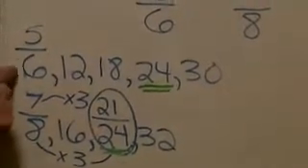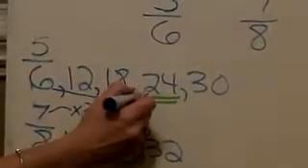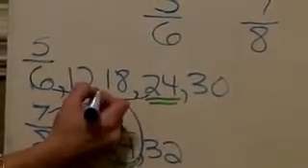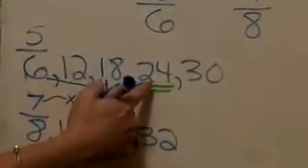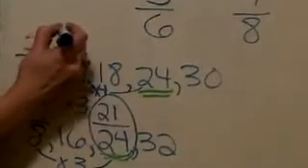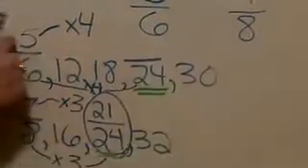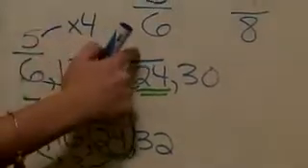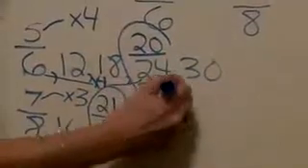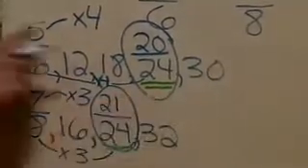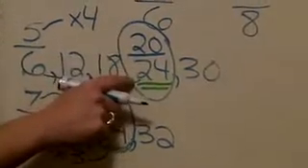Now I look up here. What did I do to the 6 to get 24? Oh, I multiplied it by 4. 1, 2, 3, 4. So whatever I did to the bottom, I have to do to the numerator. 5 times 4 is 20. So that is the equivalent fraction I'm going to use. 5/6 is equivalent to 20/24.